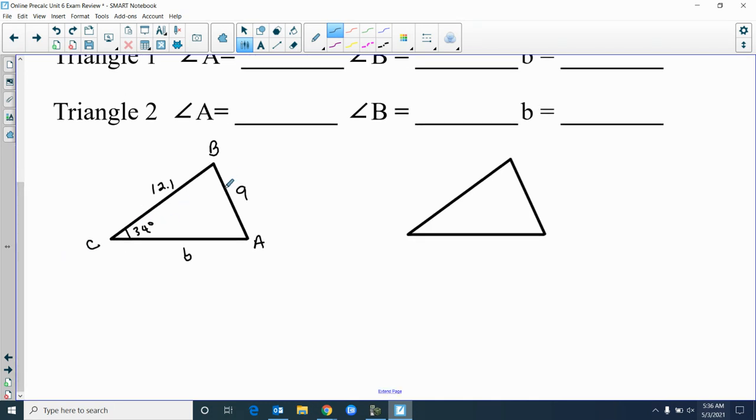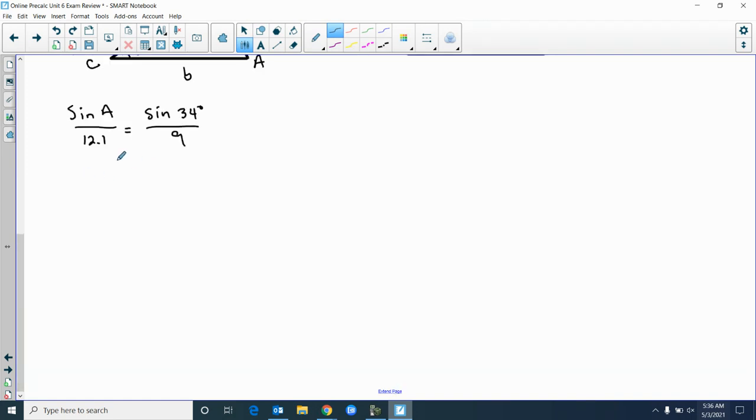Well, when you're doing this, if you look, everything is set up. The only thing that you can find is angle A using the law of sines. So I can say sine of A over 12.1 equals sine of 34 degrees over 9. Cross multiply to solve this, and you get 9 times sine of A equals 12.1 times sine of 34, divided by 9.